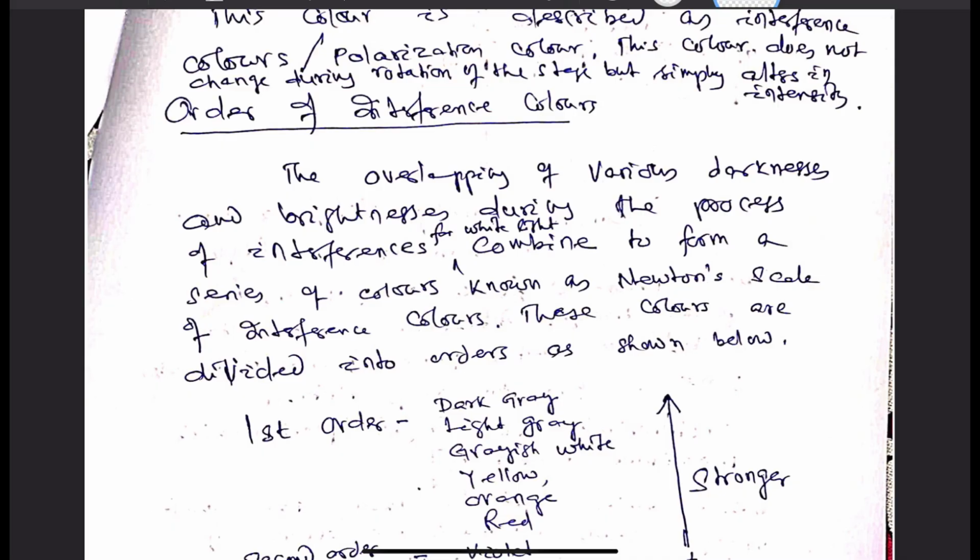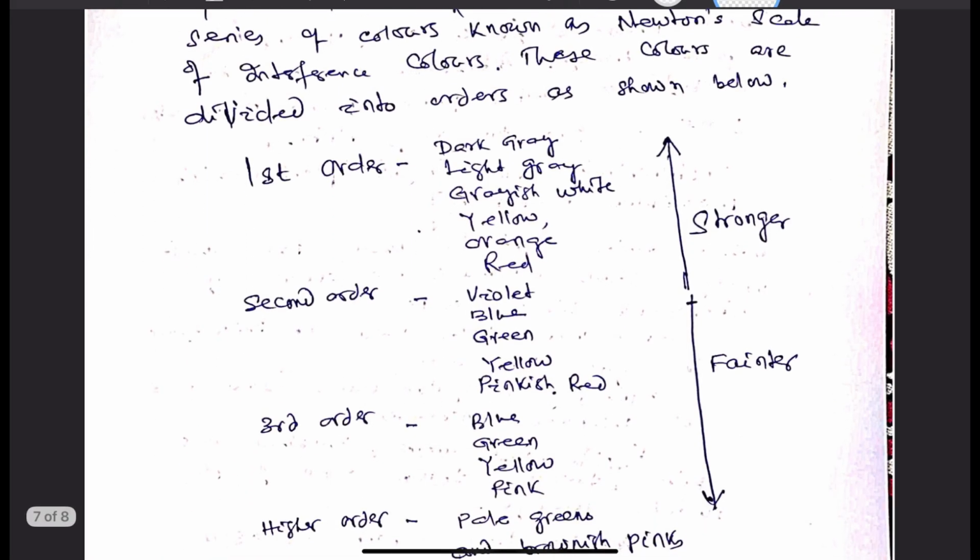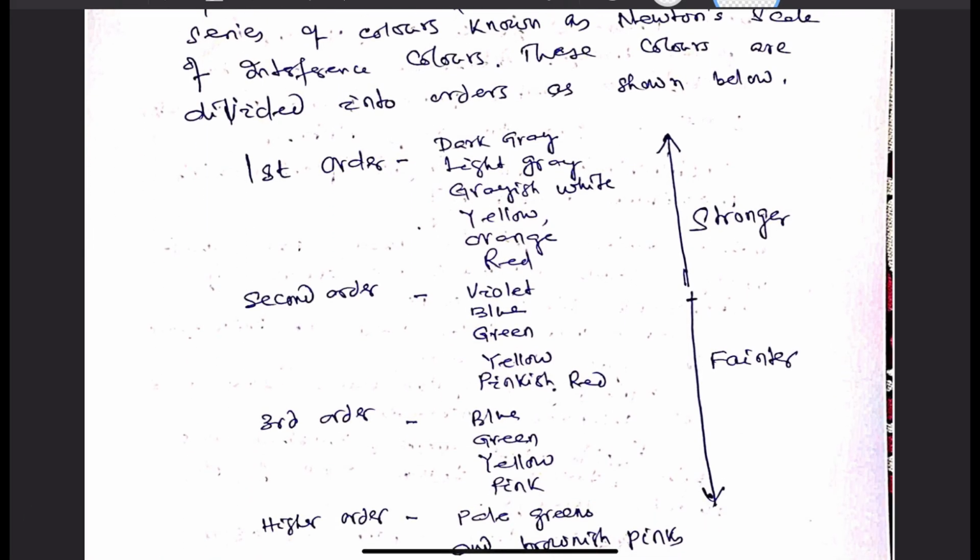And this interference color is found to show several orders. But this interference color is classified into several orders based upon lightness, based upon whether they are deep colors, dull colors, or light and bright colors. Generally, first and second order colors are stronger colors, and the higher order colors are fainter colors. Or first order colors are deep and dull colors, higher order colors are light and bright colors.